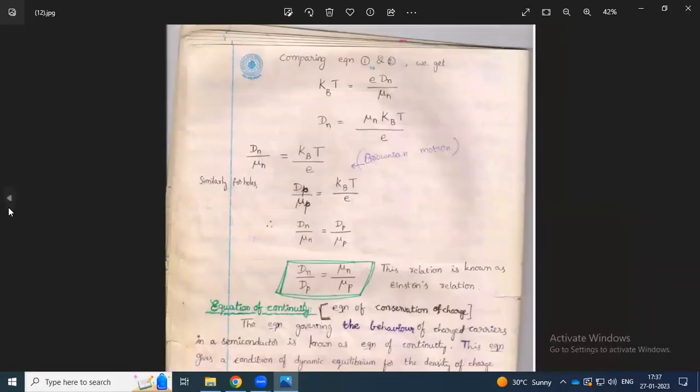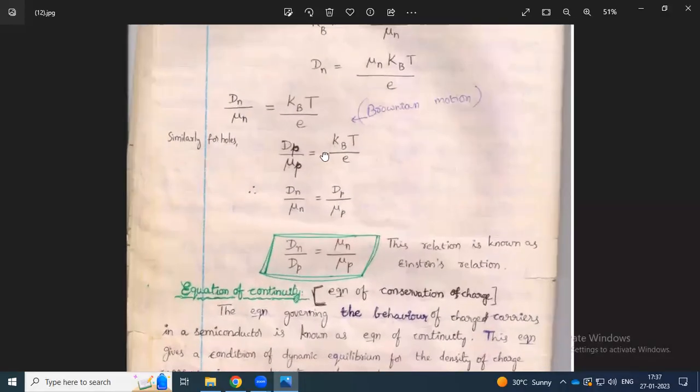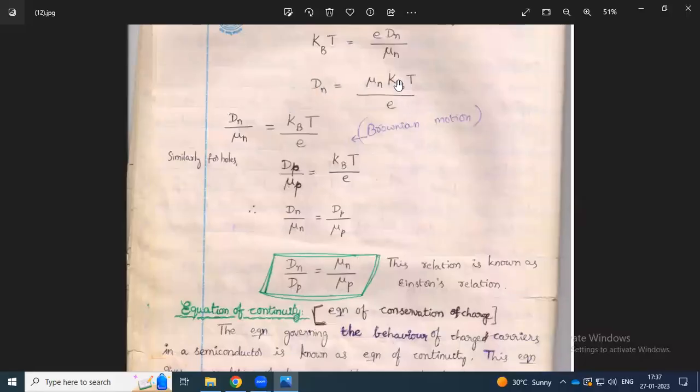Comparing equations 1 and 2, what do we get? kBT is equal to e Dn by mu n. Then Dn is equal to mu n kBT by e. Then Dn by mu n is equal to kBT by e. I already told you Einstein's relation is between the mobility of the charge carriers and the diffusion coefficient. So, Dn by mu n is equal to kBT by e.